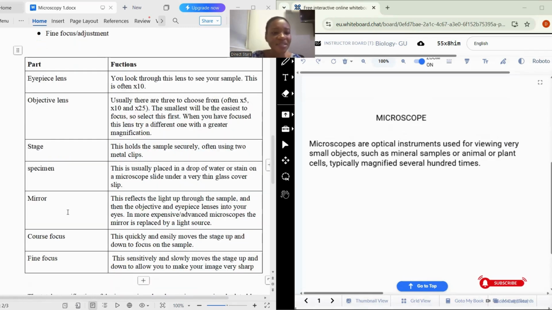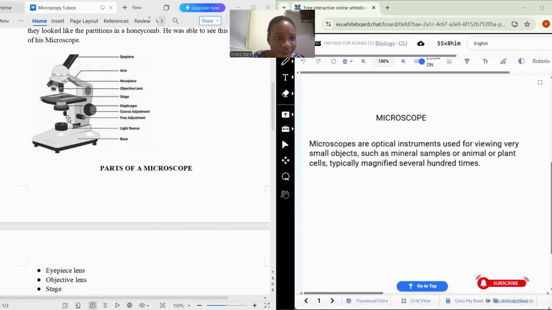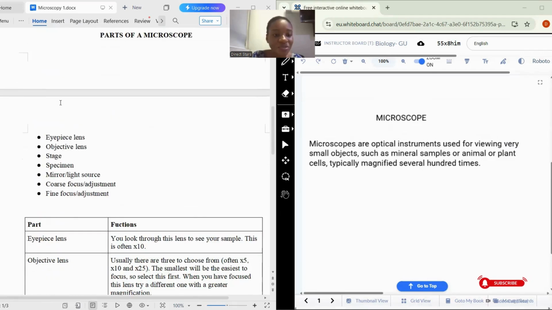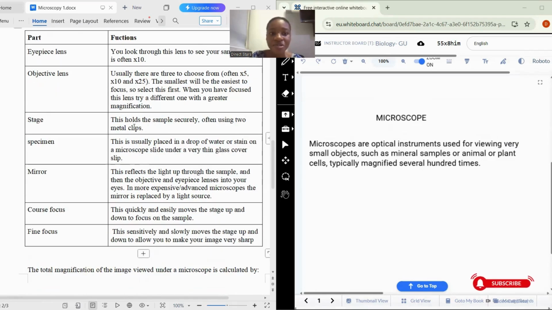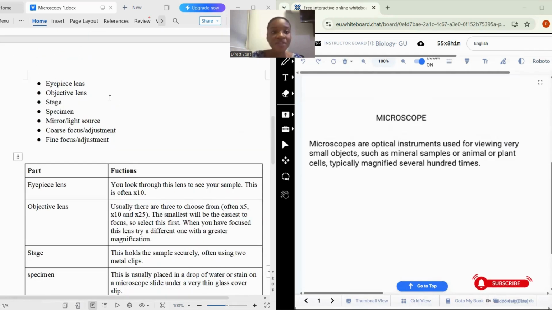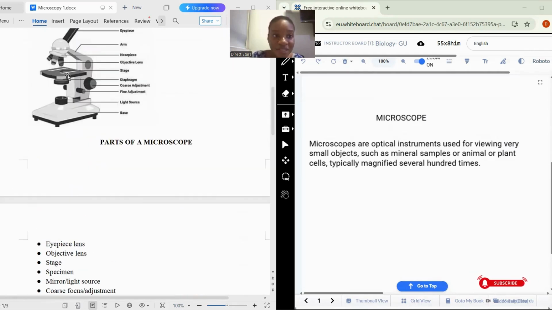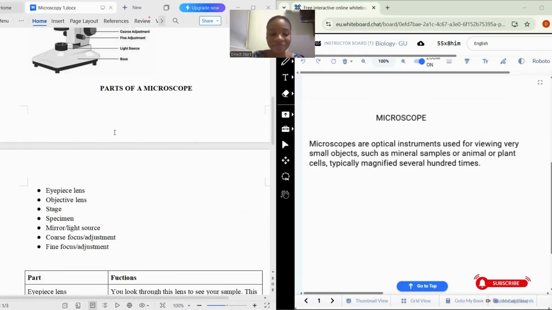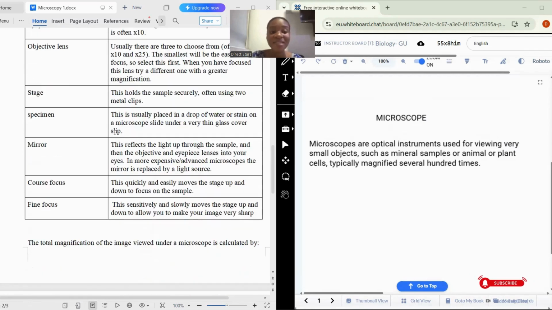Then next comes the stage. When we talk about the stage, this is it right here. What is the stage used for? It's used to hold the sample securely, often using two metal clips. If you take a look at this diagram here, you can find the two metal clips right on the stage.